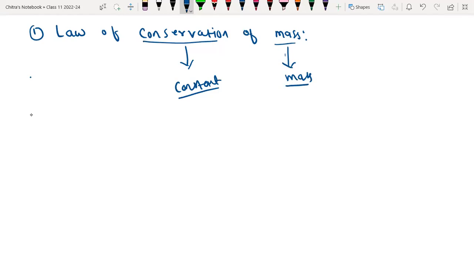Is it or not? Yes. I'm just giving you a little information about that law. This law was given by Antoine Lavoisier. He is also called the father of modern chemistry. Very important: father of modern chemistry.